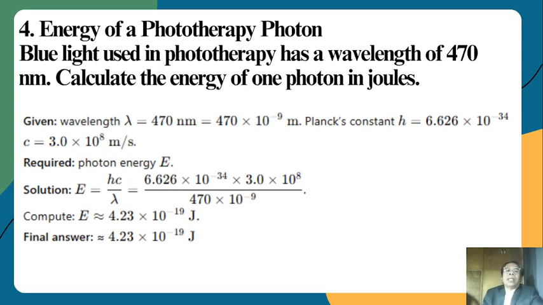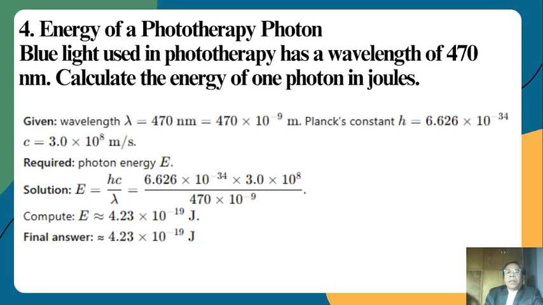So given the wavelength lambda is 470 nanometers, and that is equivalent to 470 times 10 to the negative 9 meters. Planck's constant h is 6.626 times 10 raised to negative 34, and then c is equal to 3 times 10 to the 8 meters per second. And we are asked to obtain the energy of the photon.